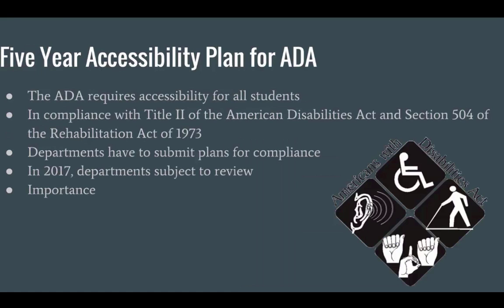So the 5-year accessibility plan is what set this entire project into motion. What it does is it requires accessibility for all students, and that is to be extended towards online courses and websites that students with disabilities will interact with. This is in compliance with Title II of the Americans with Disabilities Act and Section 504 of the Rehabilitation Act of 1973. Departments have to compile plans to show what areas of their courses and websites that they're going to improve, and then implement those plans, which will then be subject to review.